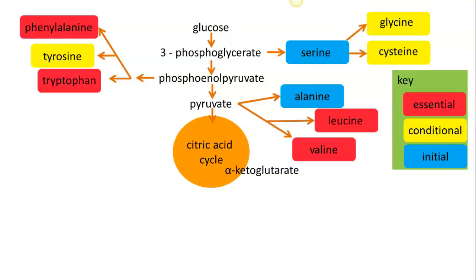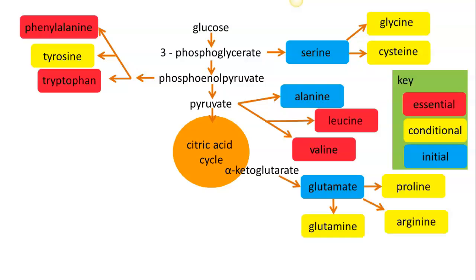Alpha ketoglutaric acid, or alpha ketoglutarate, is a 4 carbon unit, and from this one we get the formation of glutamate. Out of glutamate we get proline, arginine, and glutamine. Out of glutamine we get histidine, which happens to be essential.